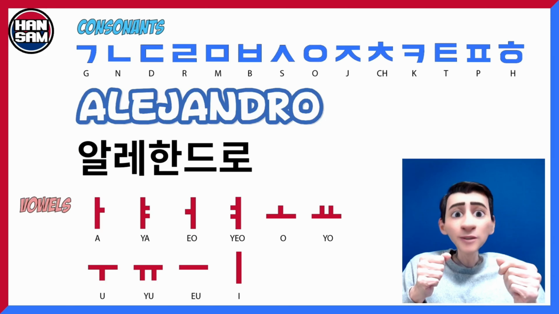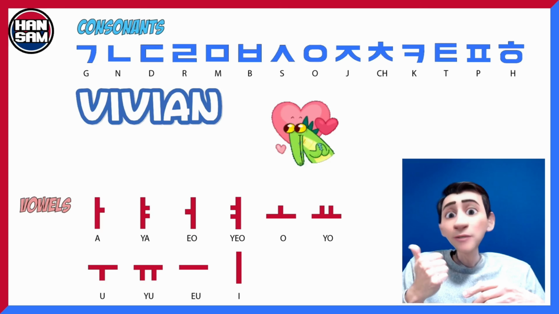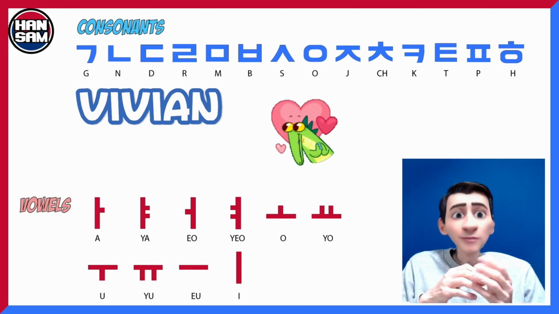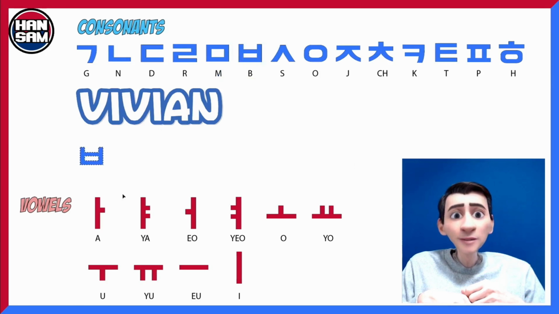Okay, let's move on to the next name. Vivian. Oh, by the way, this is my favorite name in the whole world. Please don't ask me why. V sounds from consonant B. I sounds from the vowel. Since we are repeating the same letter, just copy from left to right.